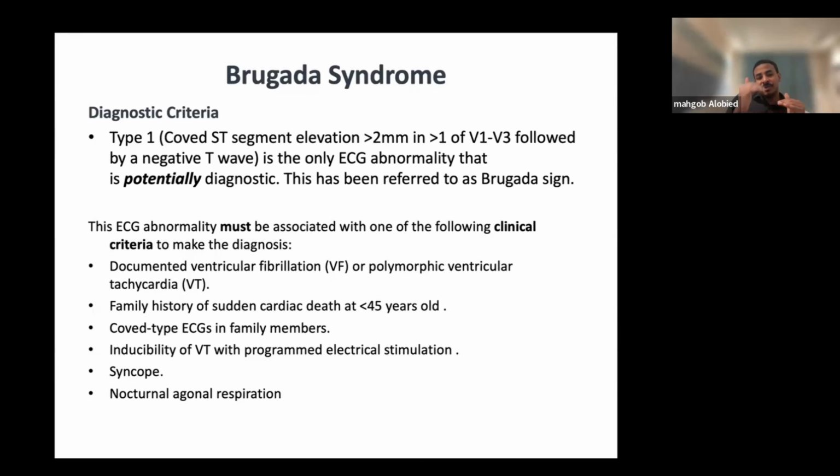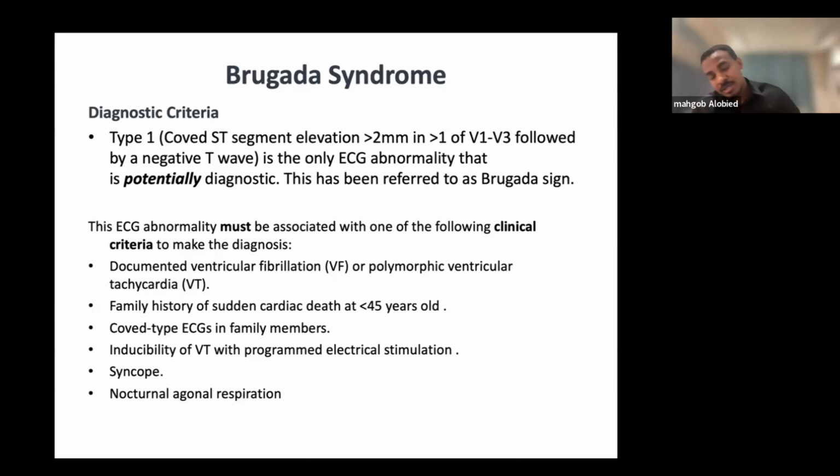If the patient has any one of the following clinical criteria, that means it's Brugada syndrome, and here you have to take full action. What are the clinical criteria? Ventricular fibrillation, ventricular tachycardia, family history of sudden death under 45, Brugada sign in any family members, inducible VT, and syncope, like this patient. This patient had a syncope, right? And had Brugada sign, so this is Brugada syndrome.